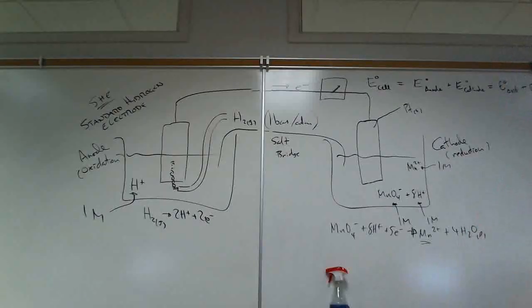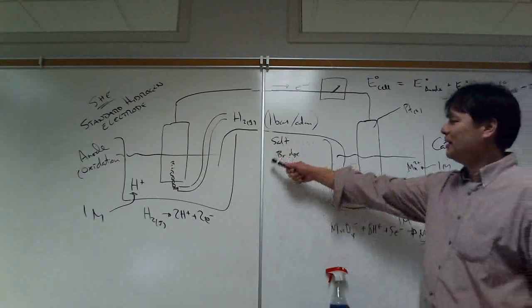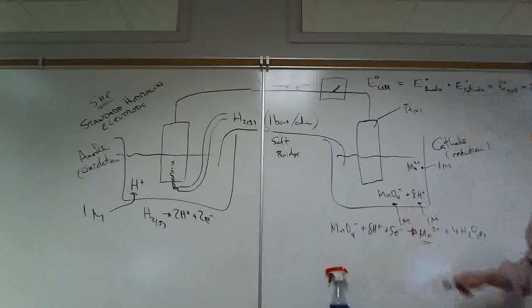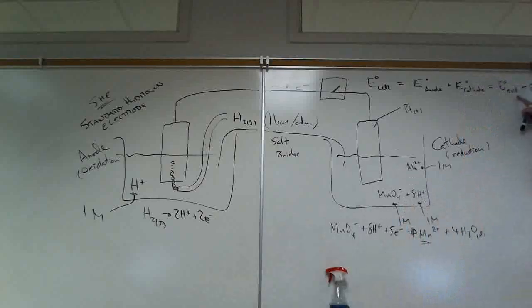And so here we're looking at this standard hydrogen electrode and connecting it here. And so we have the oxidation potential plus the reduction potential. Now, the problem is we can measure the cell voltage.